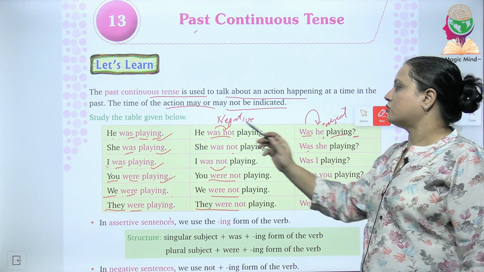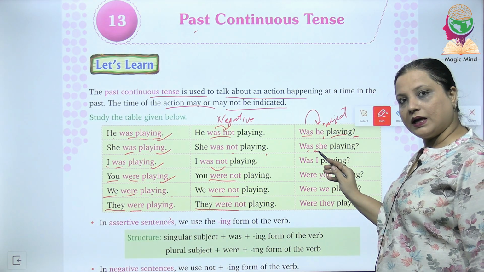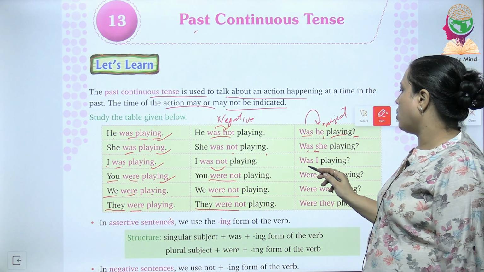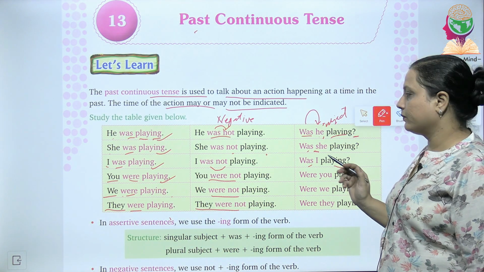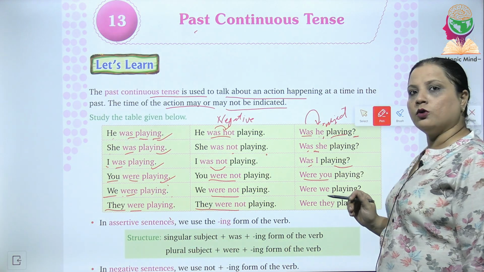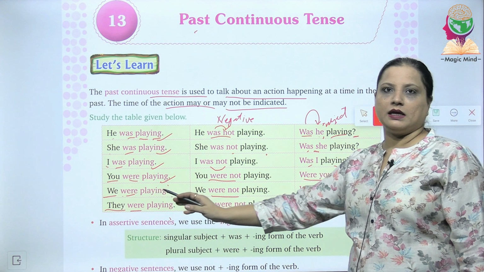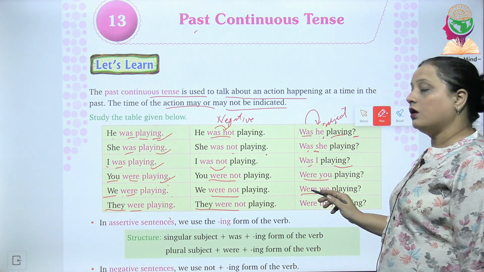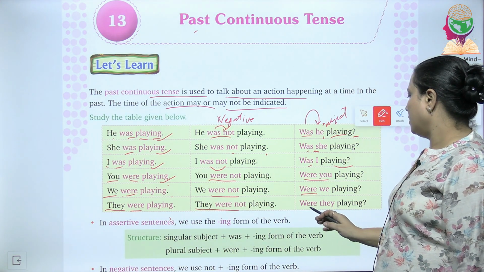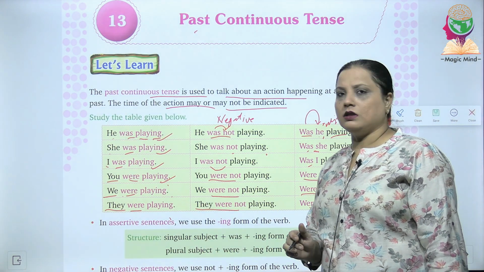Then the next sentence, she was playing gets changed into was she playing. I was playing changes into was I playing. Then the next one, you were playing gets changed into were you playing. Second last, we were playing and it begins with were we playing. They were playing, it begins with were they playing. So this is all about the table.